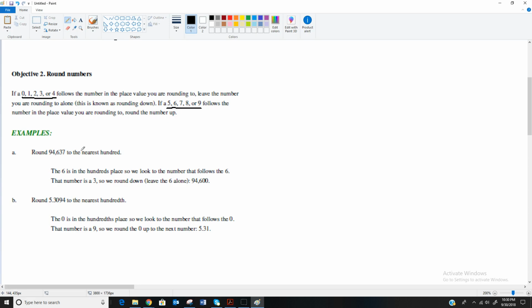So it says round to the nearest hundred. First of all, let's recognize where the hundreds place is. The hundreds place is here where the 6 is. This is a comma, not a decimal. So in 94,637, the hundreds place is this 6. So we're going to look at that 6 and say, well, what follows the 6? And the answer is it's a 3.